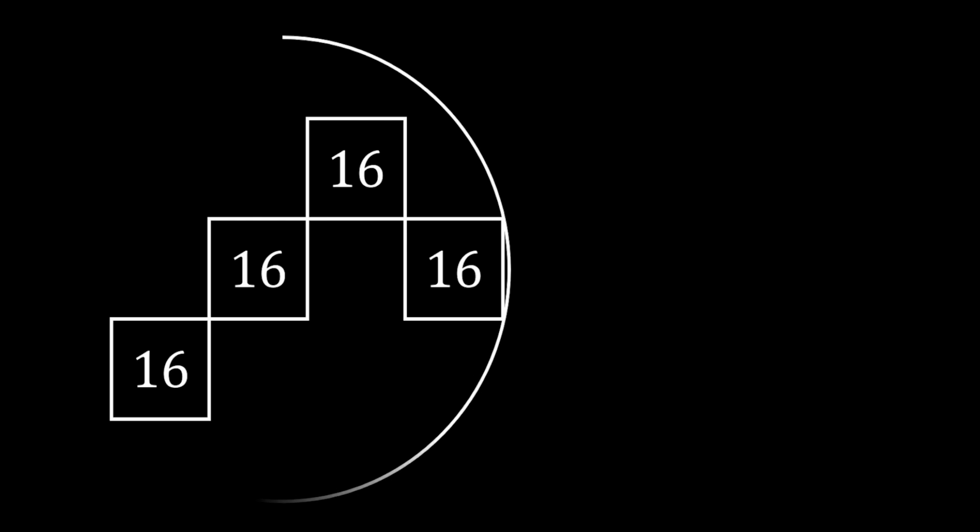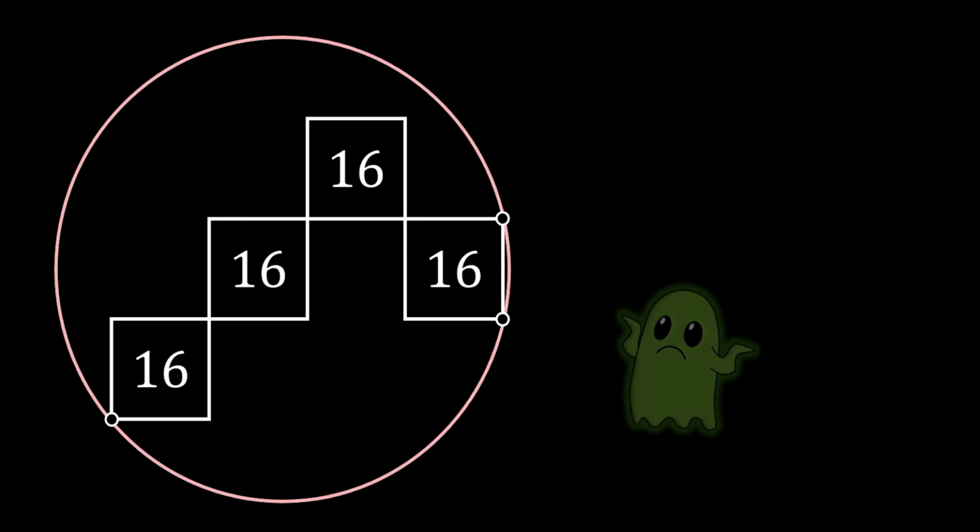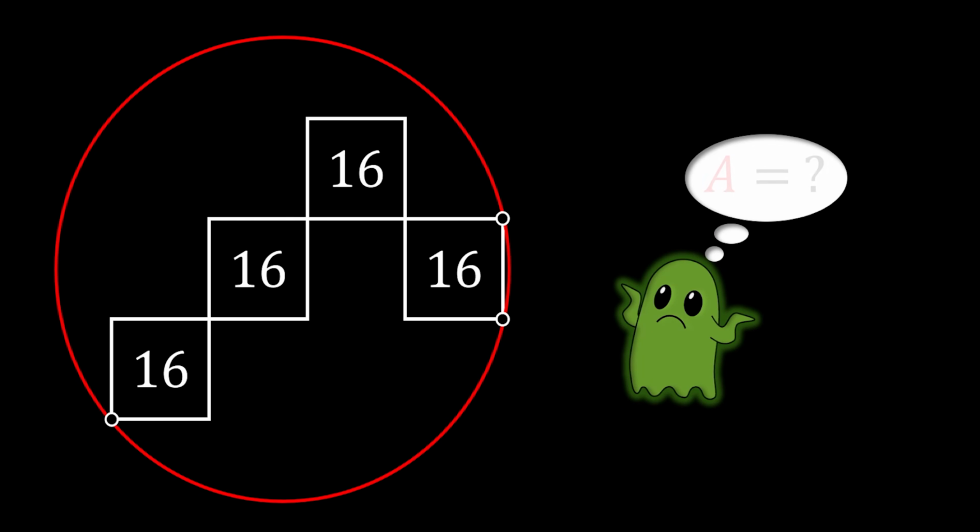We are going to start our problem with a square with the area 16. Then we're going to stack another identical 3 squares just as shown in the sketch. Now we're going to circumscribe the circle around those 4 squares in such a way that it will touch the bottom left corner of our left square and the top right and bottom right corner of our right square as shown on the sketch. The question is, can we somehow calculate the area of this red circle?